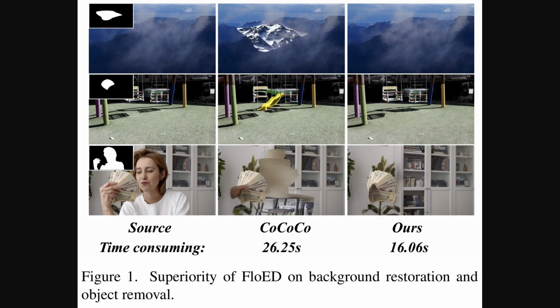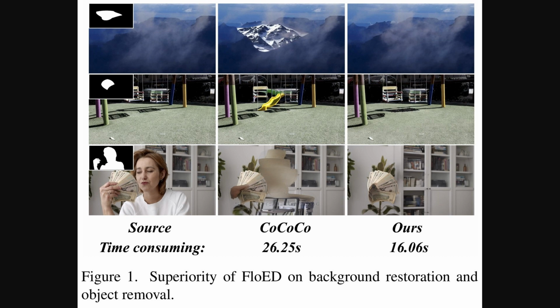Okay, so let's look at Figure 1 here. This figure really shows FloED in action, comparing it side by side with another method called contextual. You can see three different examples. The column on the left is the source video with the part to be filled in marked out. Then the middle column shows the result from contextual, and the right column shows the result from FloED, which they label as hours. It covers both background restoration, like filling in parts of the landscape or playground, and object removal, like taking the person out of that last scene.